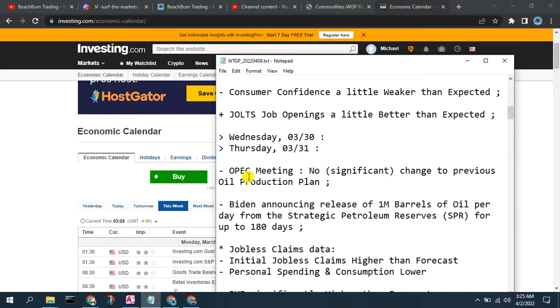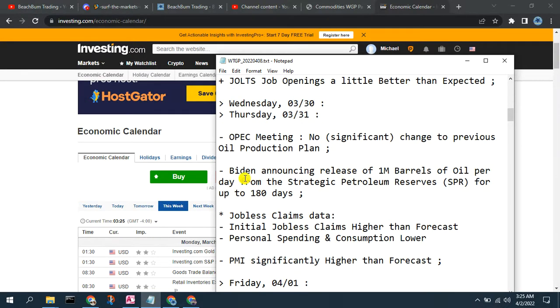Then on Thursday, the OPEC meeting, again, no change to their production plan. They're still increasing production monthly, but they're not accelerating that production plan despite Biden trying to push them to do so. So Biden turned around and is releasing 1 million barrels of oil per day from the Strategic Petroleum Reserve, the SPR, for up to 180 days. And we saw that oil did decline down below $100.